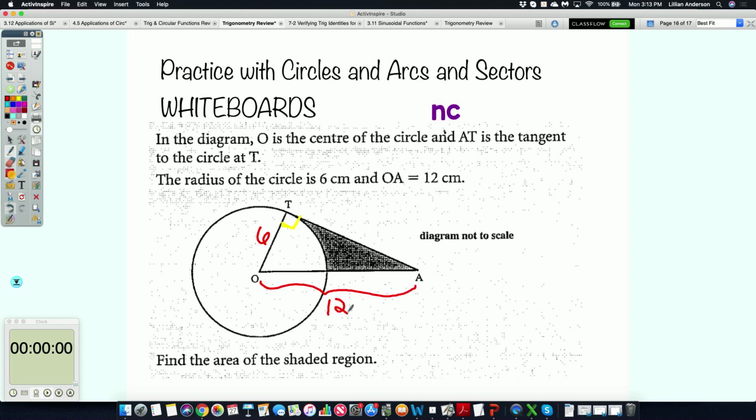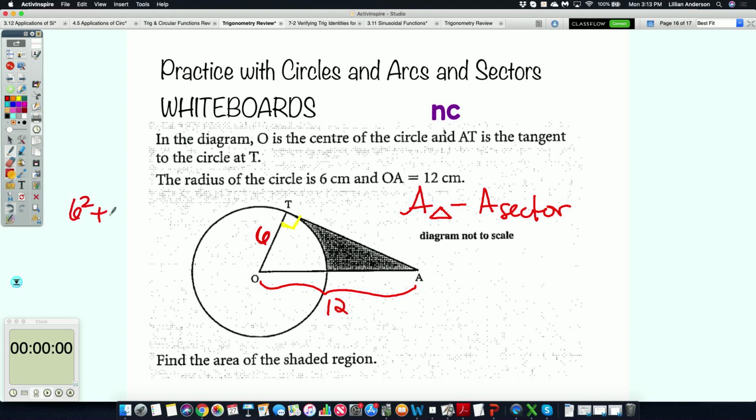To find the area of the shaded region, you basically need to find the area of the entire triangle and subtract the area of the sector. To find the area of the triangle, it's base times height divided by 2, but we don't know the height. We can find it though by doing what? The Pythagorean Theorem, right?